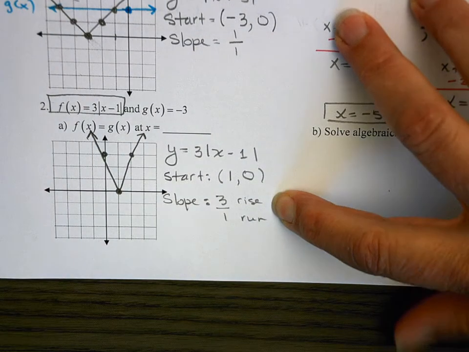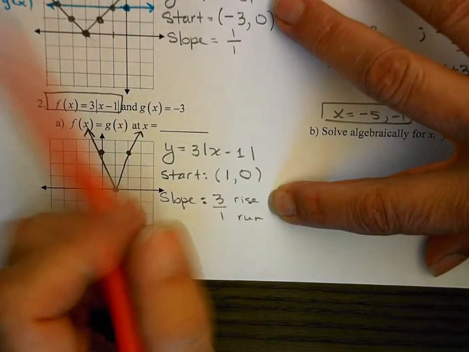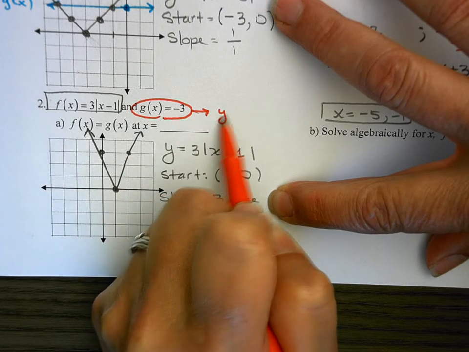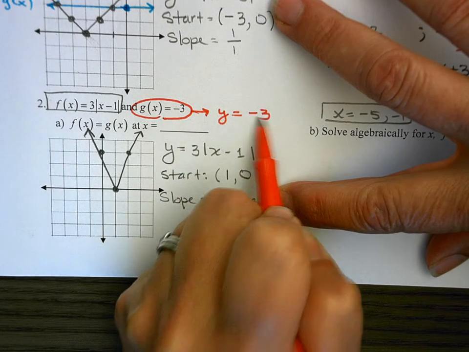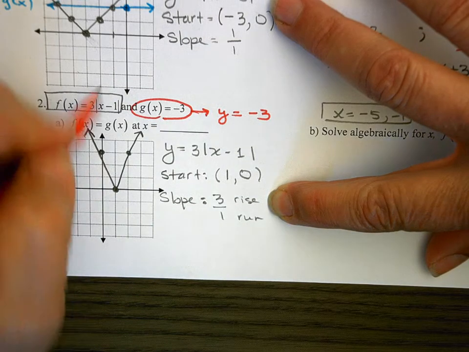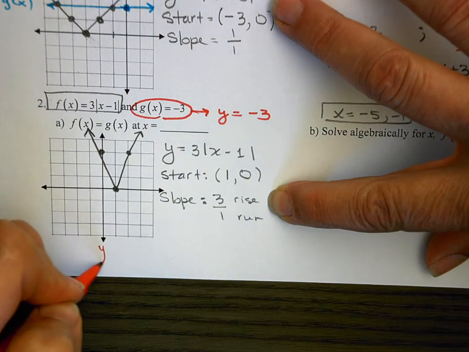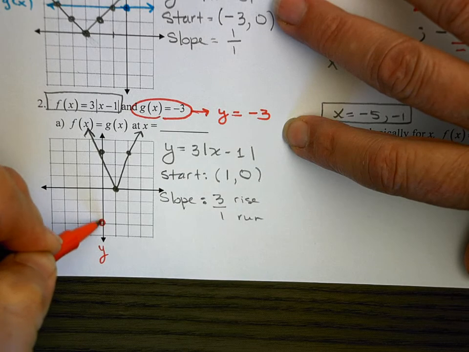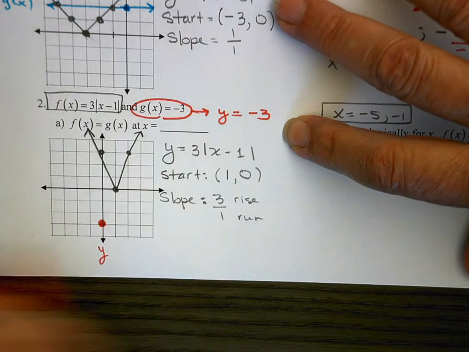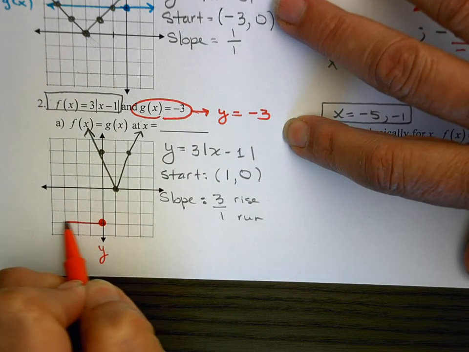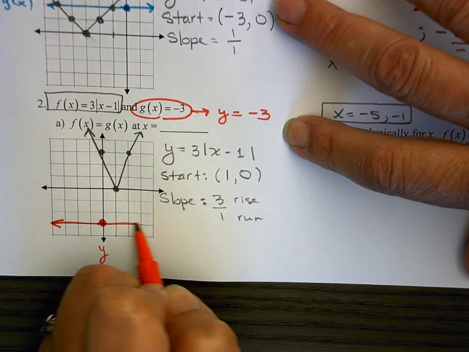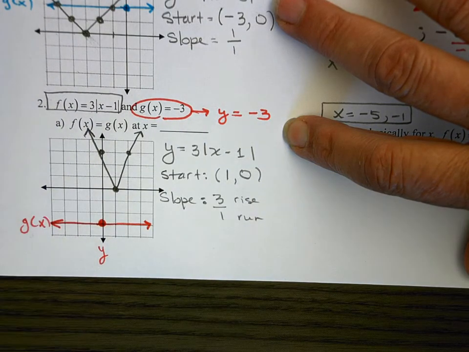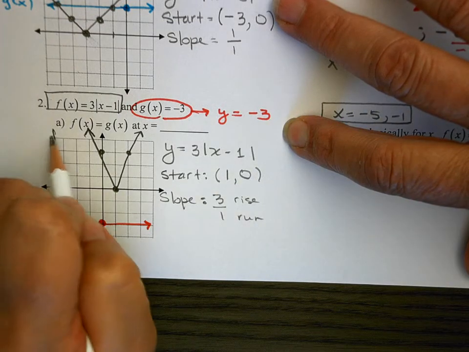All right, and then let's go ahead and find g of x and graph that. So g of x is the same as y, so I would have y equals -3. So again, I'm going to go on the y-axis, which is my vertical one, and then I'm going to go to where y is equal to -3. And then I'm going to draw a horizontal line that passes through where y is equal to -3. And then let me label both of those. So that's my g of x and my f of x.